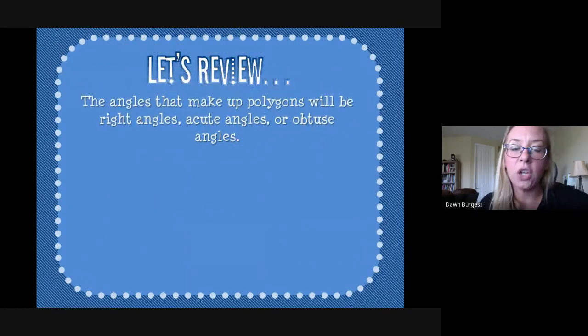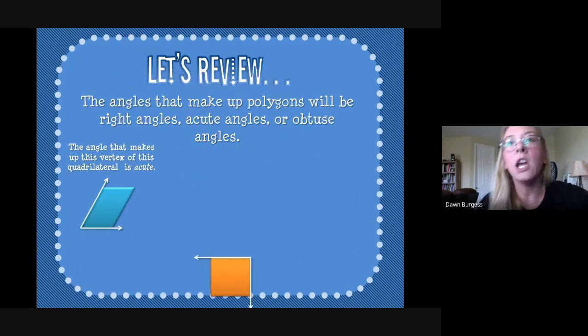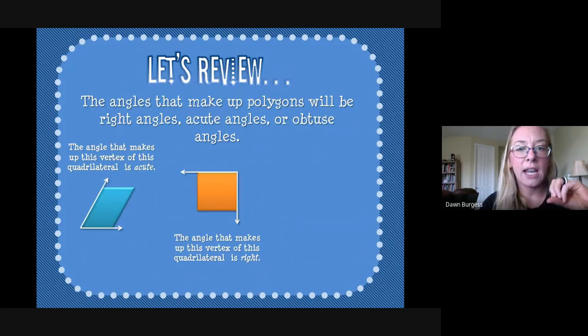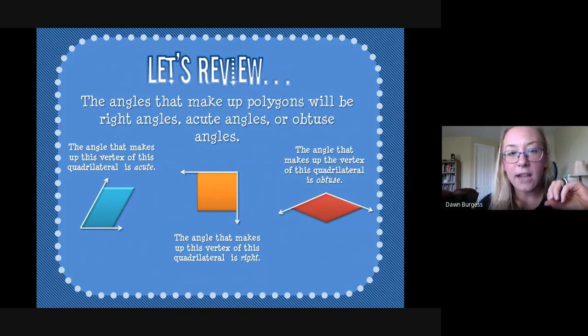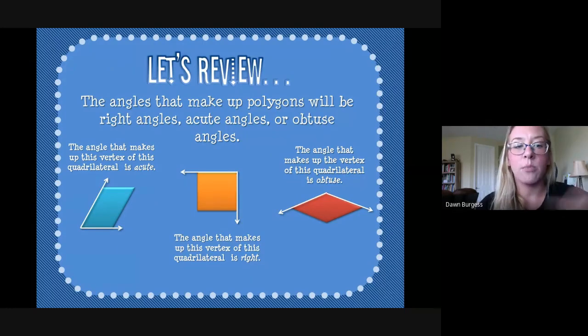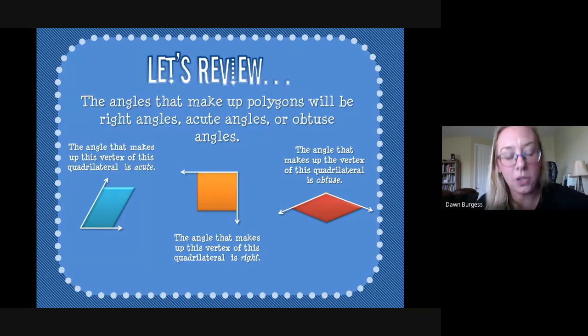You guys have heard these words even before we left for break. I was trying to get you guys ahead, and I had done the interactive notebooks with you. So these are words that you know. We're just trying to bring them back to where we're using them more frequently, and they're staying in our memory. The angles that make up polygons will be right angles, acute angles, or obtuse angles.